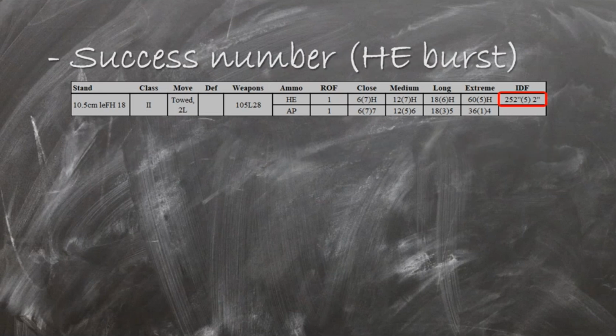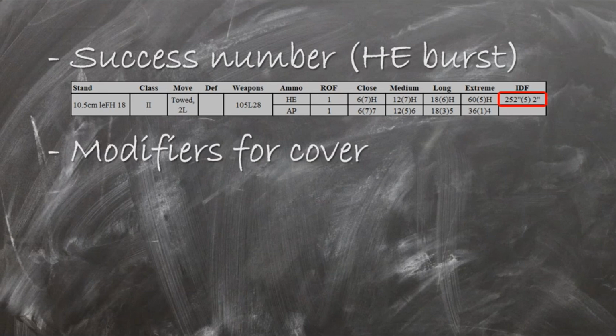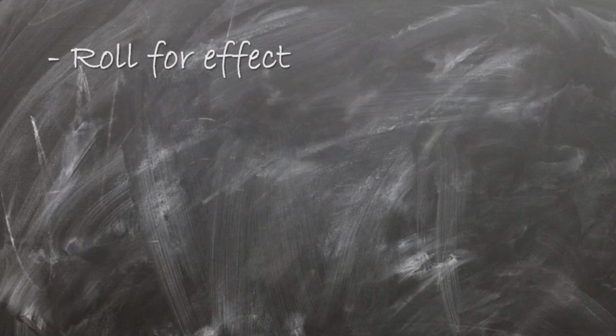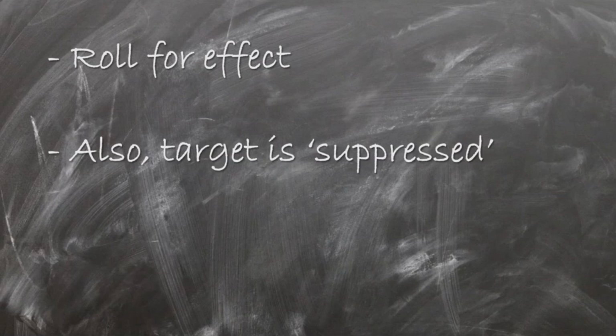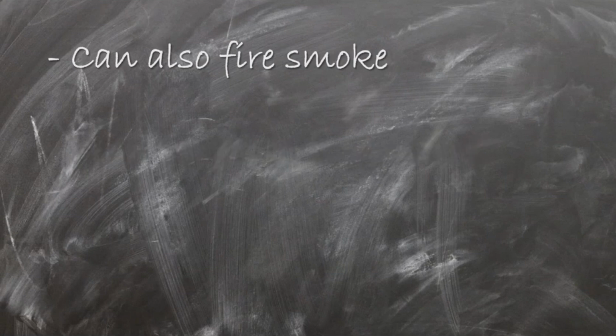The success number, which is called the HE burst number here, is the number in brackets. In this case, it's a 5. So I need a 5 or less on a D10 to affect the target unit. However, it will be modified by cover. And then once we know what that modified number is, we roll for hits. After we've got some hits, we roll for effect, and also any target in that HE template will be suppressed. Even if it's otherwise unaffected by the fire, it will still be suppressed.